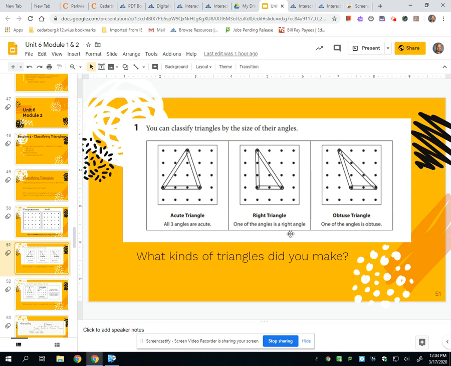Look through the triangles that you made and label each one of those triangles either acute, right, or obtuse, and that's on your student book, page 223. Pause the video if you need some time to finish this.